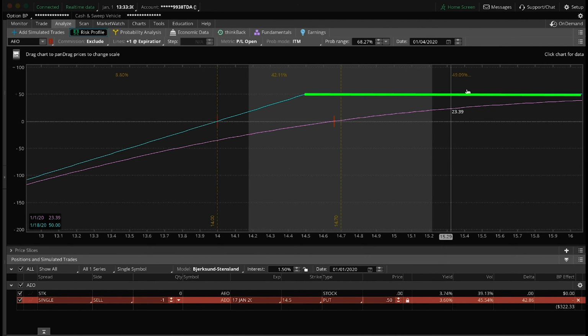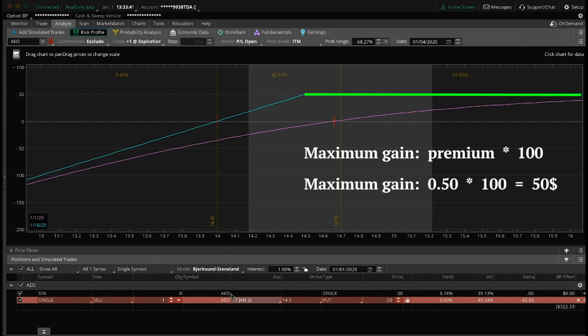Now the maximum gain for the trade is up here. You can see that it is capped at the premium we bring in. It's just the 50-cent credit multiplied by the options factor of 100, because remember, each single contract represents 100 shares of the underlying. So the max gain for this trade is $50 per contract.